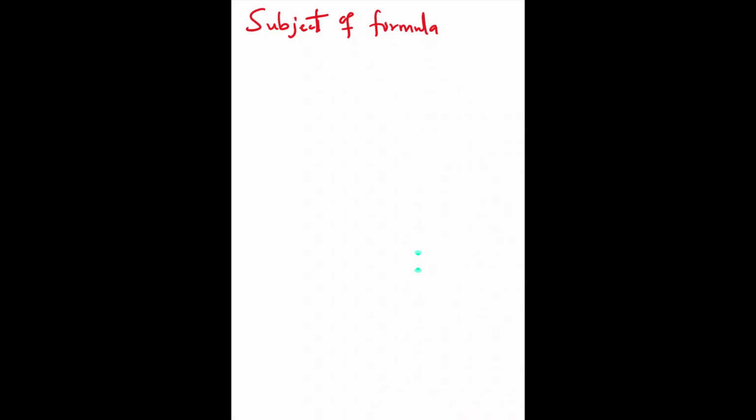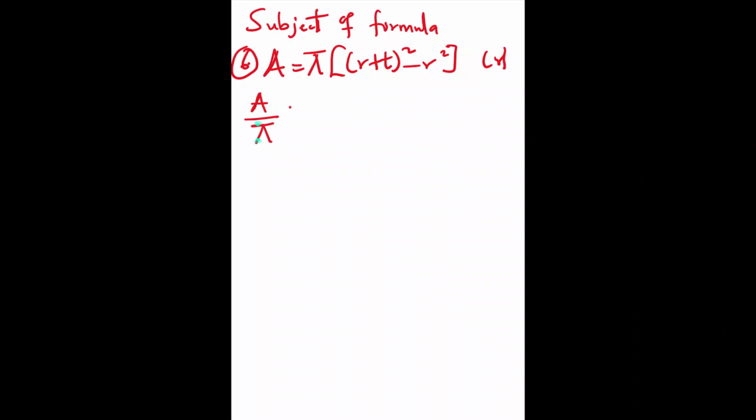So now we're going to do number 6. So number 6 will be a equals pi into r plus t squared minus r squared. So we're going to make r the subject of the formula in this one. So we can bring pi below a. So we have a over pi, and that will equal r plus t squared minus r squared.